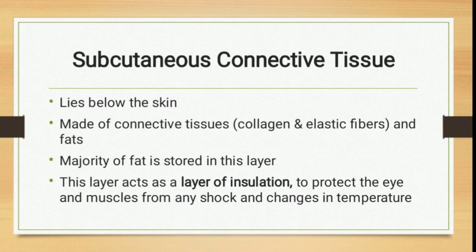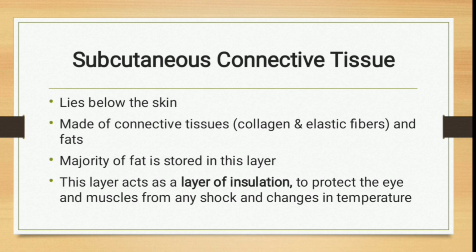Okay, so the next layer after the skin. The skin was the outermost structure. After the skin, we have the inner structure, the subcutaneous connective tissue layer, which lies just below the skin and is made up of connective tissue. It consists of collagen, elastic fibers, fats, etc. Why is this layer important? Because it has a lot of fat in it, so it is basically a fatty layer.